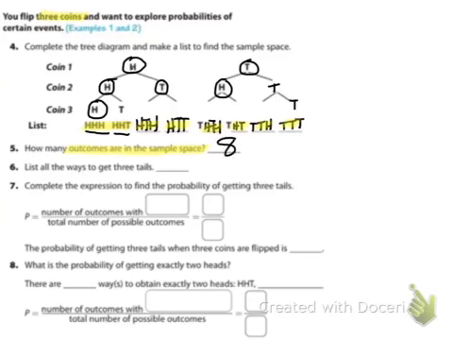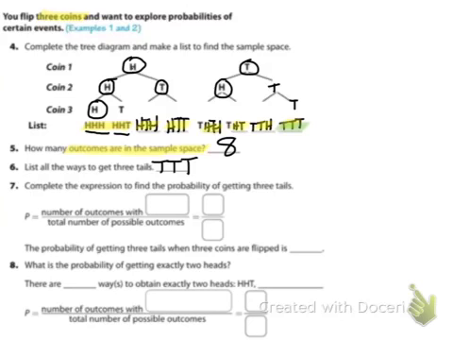List all the ways to get 3 tails. Well, how many of our options here have 3 tails? If we look past, there's the only option. So the only way to get 3 tails is to flip a tail first, flip a tail second, and flip a tail third. On to number 7, complete the expression to find the probability of getting 3 tails.